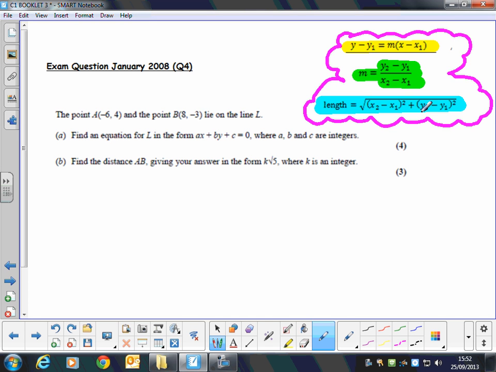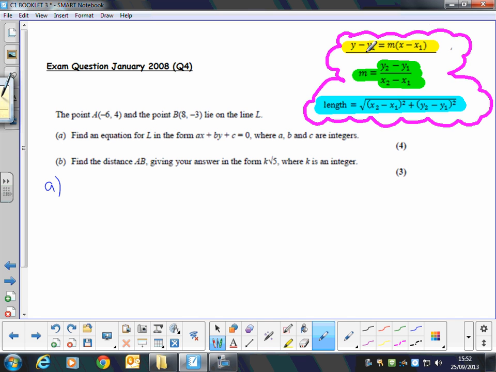C1 Coordinate Geometry Exam Question, January 2008. In this question, we've been given 2 points A and B which lie on the line L. For the first bit of the question, we need to find an equation for L in the form ax plus by plus c is equal to 0. So to find an equation for L, we need to use this formula up here.